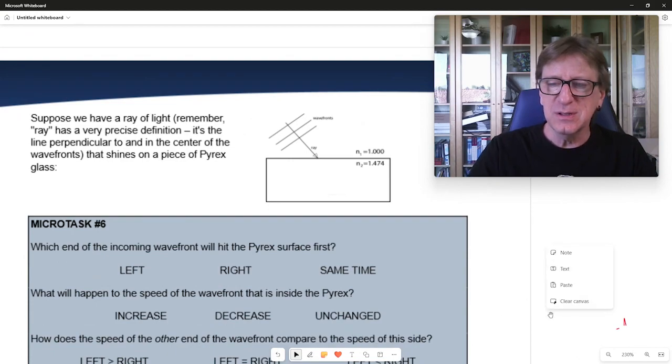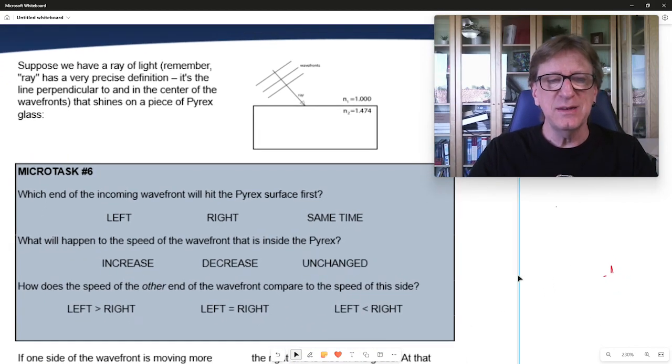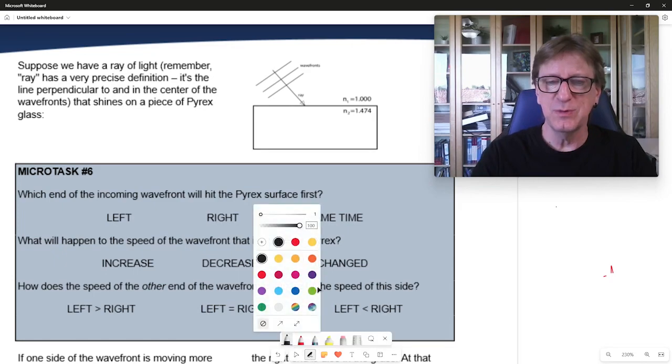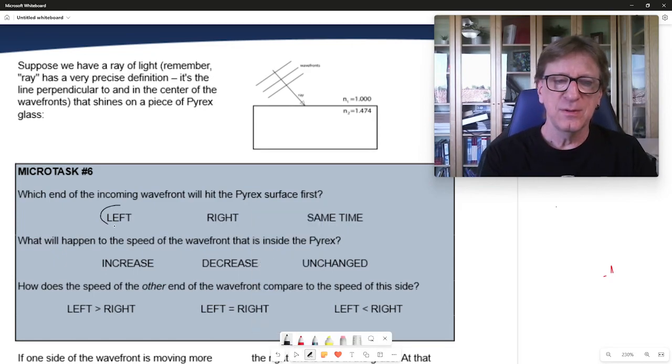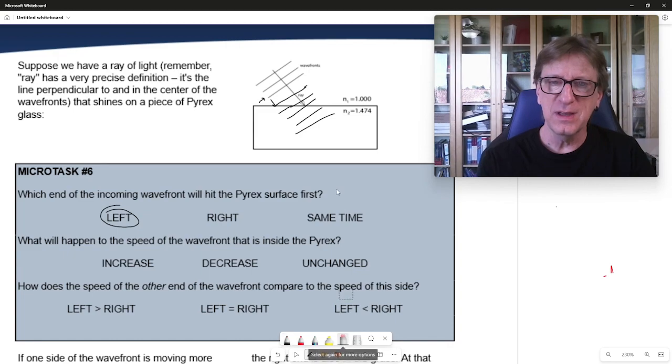Okay, so let's look at some of the questions that we have here then. Which end of the incoming light ray, or the wavefront, will hit the Pyrex surface first? And this is similar to what we did before. So right, the left end is going to hit first. This end right here is going to hit the surface. Okay, what will happen to the speed of the wavefront that is inside the Pyrex? Now remember, what's happening here is it's not bouncing off. It's going to be moving into this like this. And we're going to find, though, that it's not going to be at that straight line.